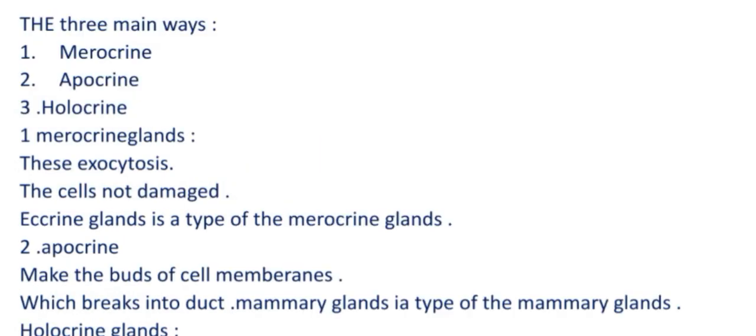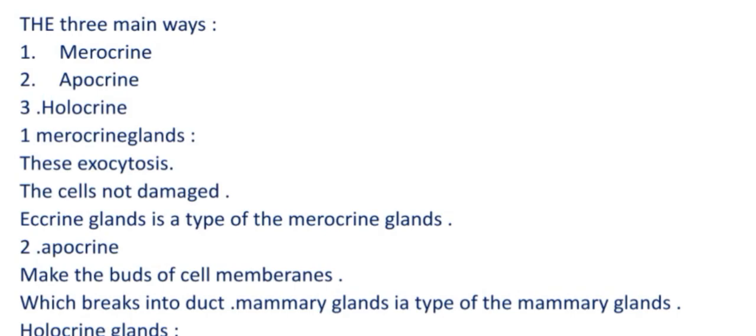There are three main ways exocrine glands secrete: one is merocrine, the second is apocrine, and the third is holocrine. These terms, merocrine, apocrine, holocrine, are among the most important. So please try to concentrate and remember them, because this entire basic is useful in your pharmacology. Try to remember the mechanism: merocrine, apocrine and holocrine.